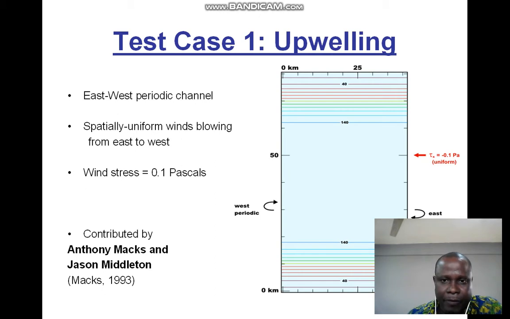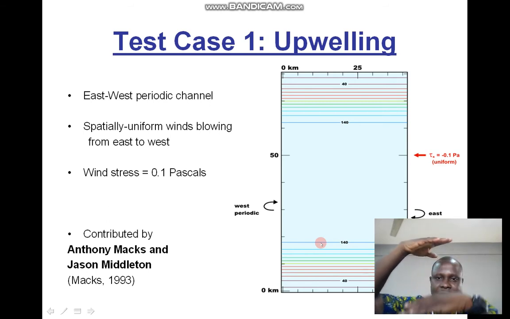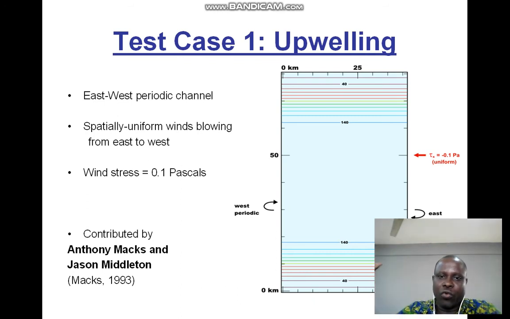So here you have a domain that is set up. It is stratified. There's lighter fluid and then heavier and colder fluid below, and then you have wind blowing from east to west at 0.1 pascals. Because the wind is blowing, it's pushing the fluid. By so doing, the fluid below wants to upwell, wants to come up to the surface. And of course, upwelling is important for fisheries and all of that. But we're just talking about the physics right now. So that's the setup, just to show you a simple case.